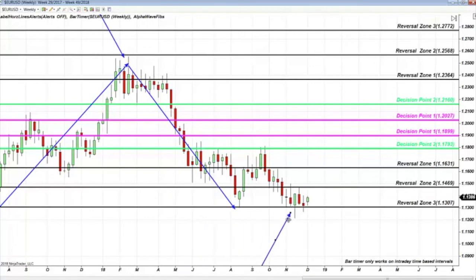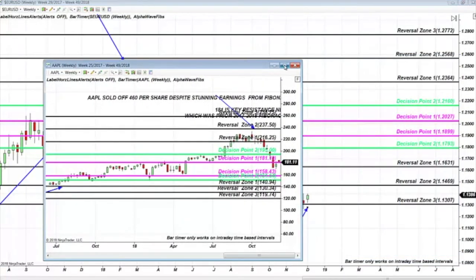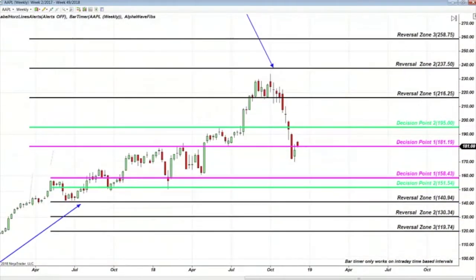Very powerful reminder. This is key support present in the trading room for years. Do not short. And this is another ultimate reminder. Apple. Anyone surprised that Apple sold off? Should not be. It's a reversal zone.